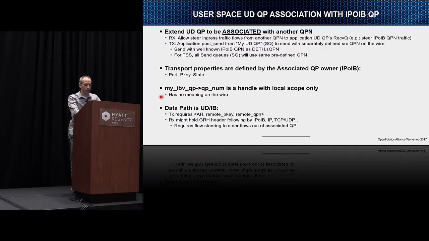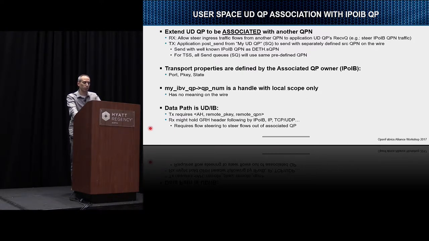On the data path, we need the address handler, remote PKey, and remote QP number attributes. Also, we need to support possible IP over IP traffic that will have GRH. For multicast, it's always there. For unicast, it depends on whether we are using GRH or not, whether we need the routing capabilities or not.